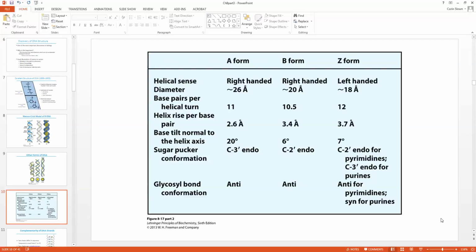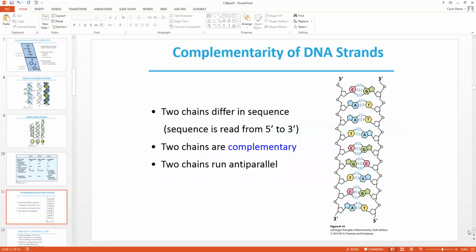So alternate structures relieve stress. The Z form of DNA can relieve negative supercoiling by forming short regions of left-handed helix. And then we also see some other forms we'll talk about in a bit.